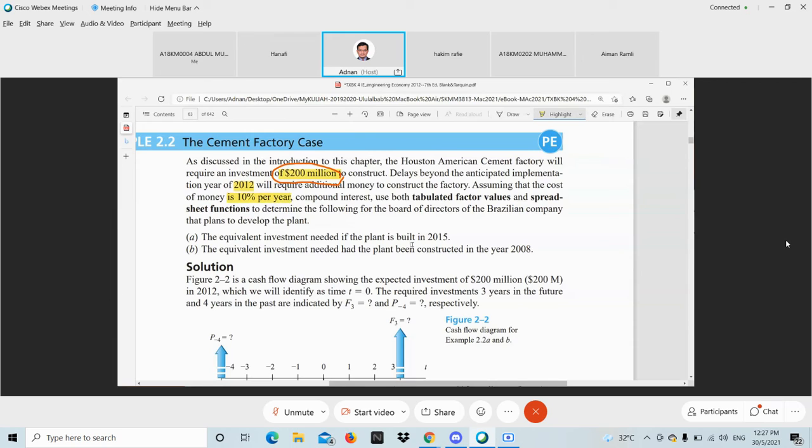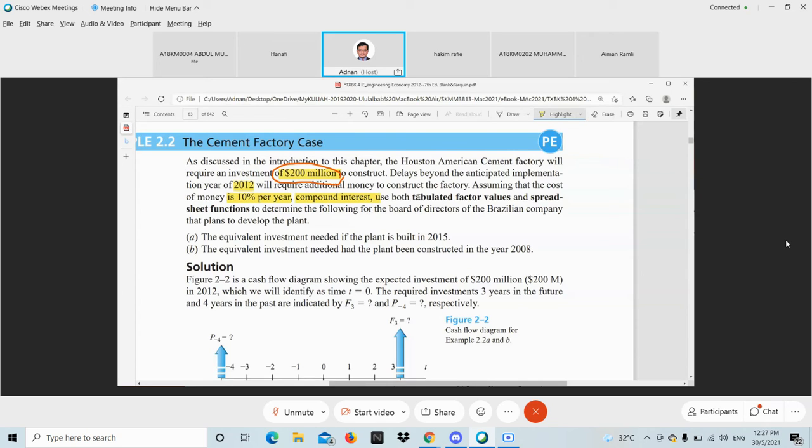So now, is it better to put money in a bank or invest somewhere, or invest this money to build a cement factory? Okay, engineer has to make decisions. That's why you need to learn engineering economy, because you need to make a decision either to build this factory or not. So compound interest. So now you dah tahu compound interest tu apa. Compound interest tu lebih menyiksa daripada simple interest lah.